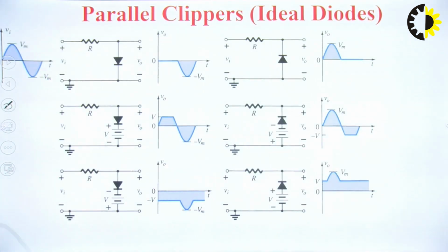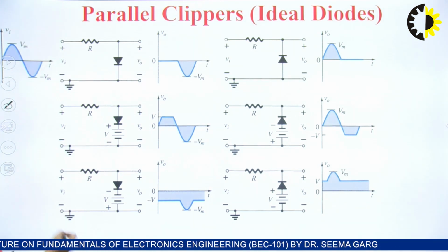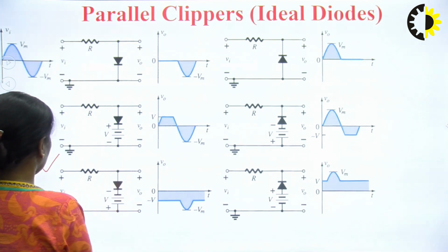So here you can see the various circuits. So let me take one more example. Let us take this example. Let me see the problem.